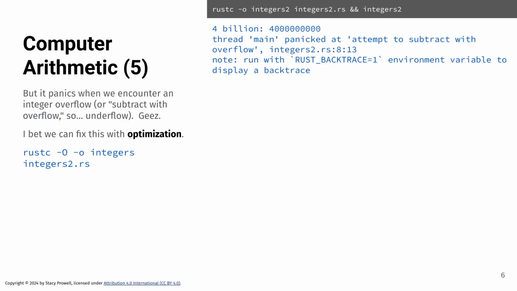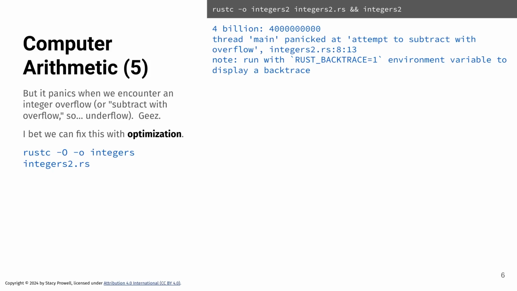Let's try running it. When we run it, we print out 4 billion, and then it says thread main panicked, attempt to subtract with overflow. What? First of all, subtract with overflow? Would that be subtract with underflow? I'm not sure I follow that, but fine. Subtract with overflow. So, what do I do here?